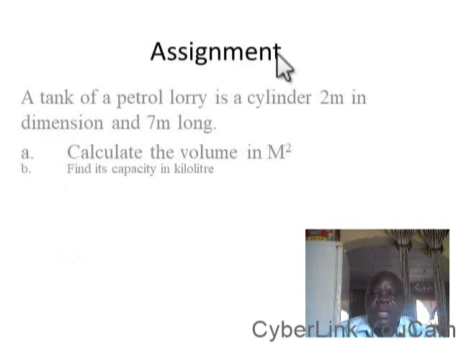Assignment. I want you all to take this assignment. A tank of a petrol lorry is a cylinder 2 meters in diameter and 7 meters long. That dimension is diameter, please. Is diameter. Calculate the volume in meter square. B. Find the capacity in kiloliter.